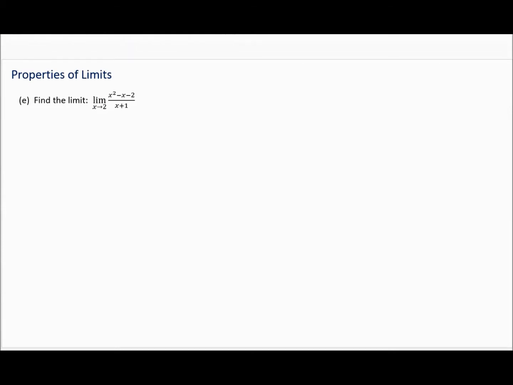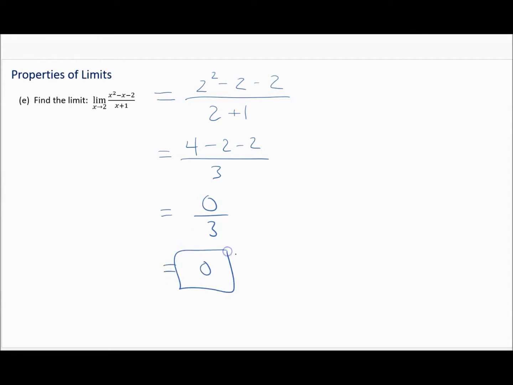So they want us to find the limit of a rational function. So the first thing you want to do is just to try to do direct substitution. Just plug it directly in. So this would equal 2 squared minus 2 divided by 2 plus 1. And I simplify. So 2 squared is 4, minus 2, divided by 3. We know 4 minus 2 is 2. 2 minus 2 is 0, divided by 3. And we know 0 divided by 3 is 0.